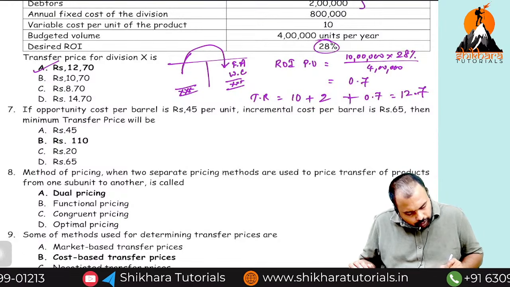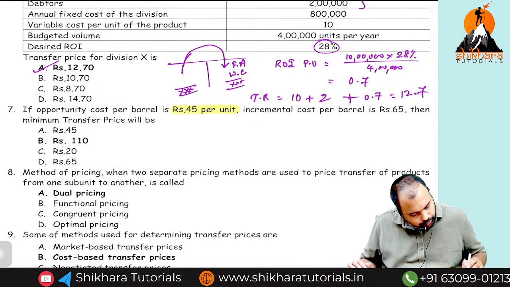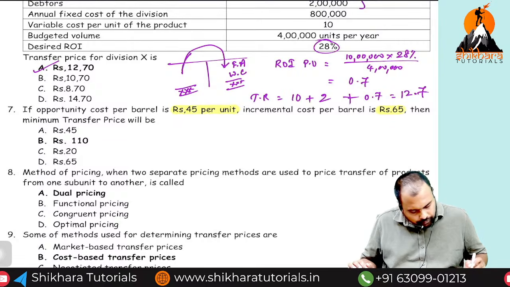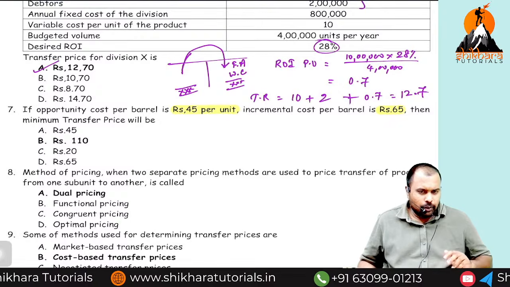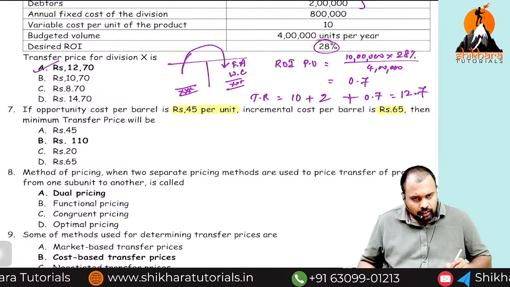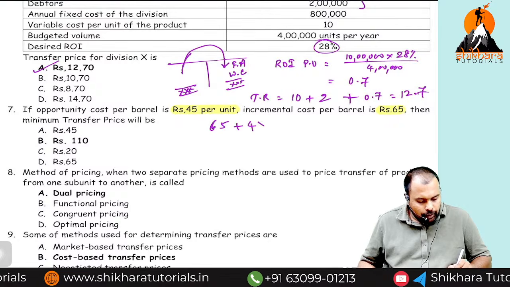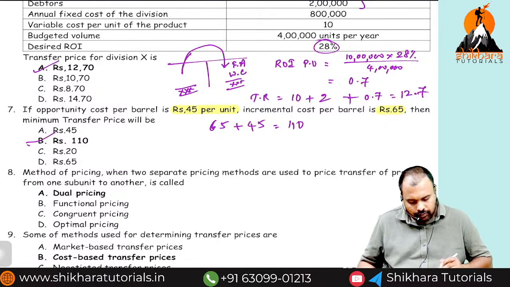If the opportunity cost per barrel was 45 per unit and the incremental cost per barrel is 65, then what should be the minimum transfer price? Obviously, to manufacture that, they are going to incur 65 rupees and they are going to miss 45 rupees because of manufacturing this one. So both have to be covered, which is 110.